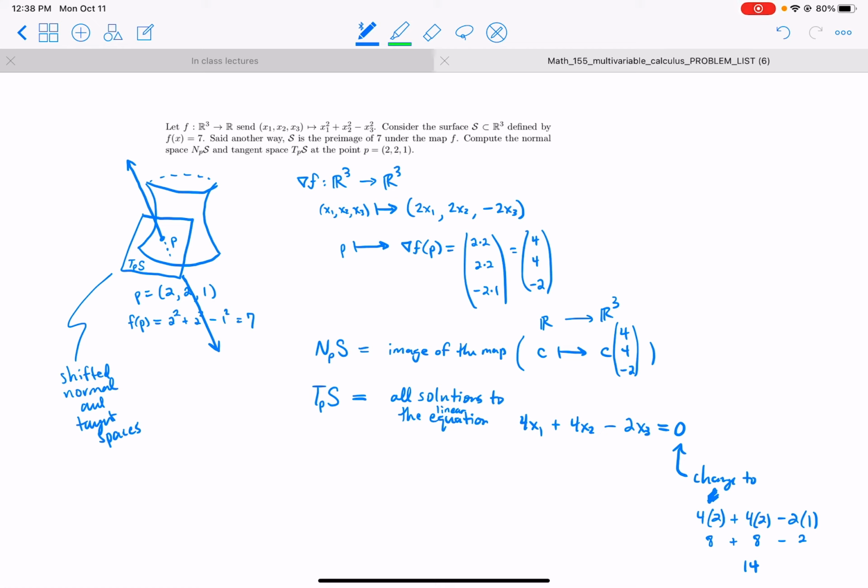And I'd change this map to be another map that said, start at 2, 2, 1, and then add some amount of this vector. And so this is the shifted tangent space to S, and this is the shifted normal space.